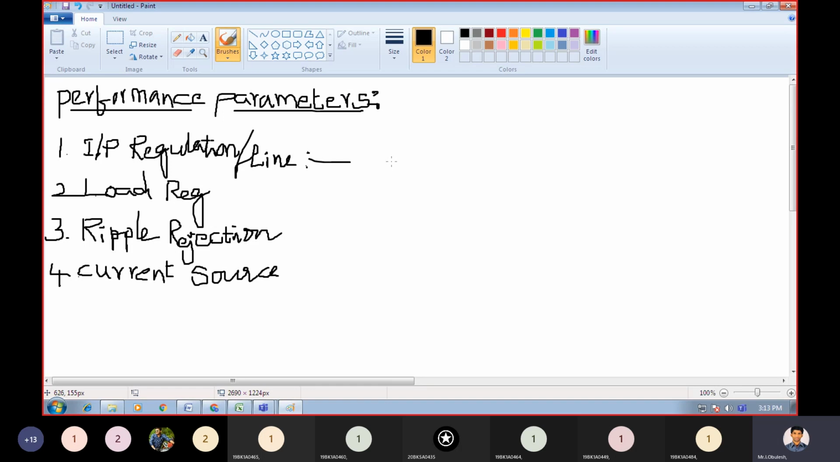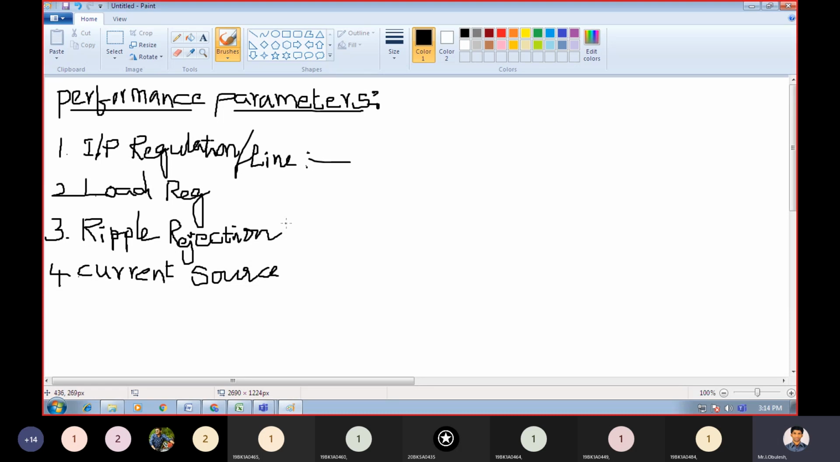Coming to the second performance parameter, load regulation. It is defined as the change in output voltage for a change in load current. In line regulation, it is the percentage change in the output for a change in the input voltage, but in load regulation, it is the change in output voltage for a change in load current. The units for load regulation are millivolts or percentage of V0.